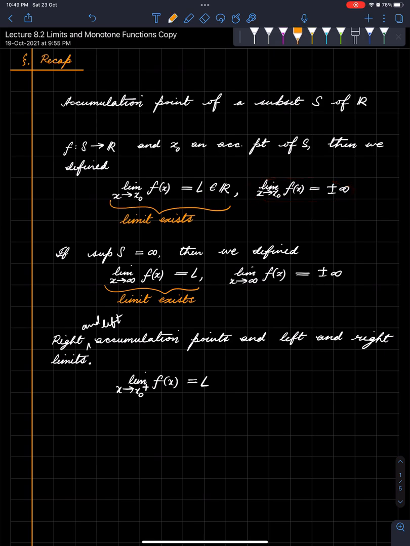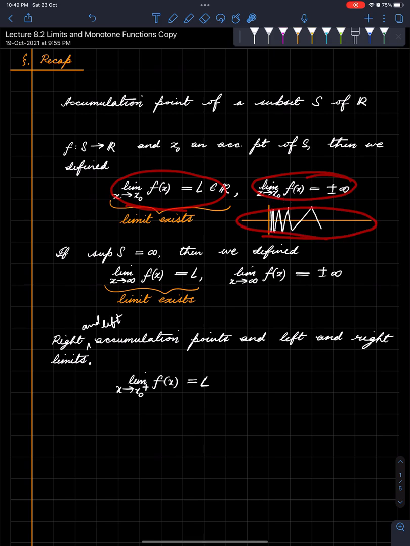We gave an example of this sawtooth-like function, where this was our x and y axis and the function was something like this. Its amplitude was 1 and minus 1; it took the values plus 1 and minus 1. But as you come closer and closer to the origin, its frequency of vibration increases. So in this case, neither this happens nor that happens. This is an extreme case of the limit not existing as you approach 0.